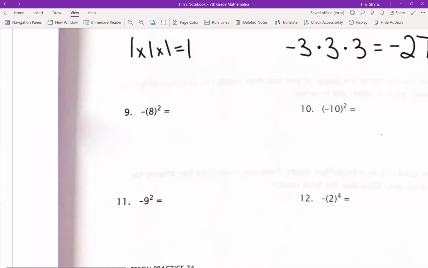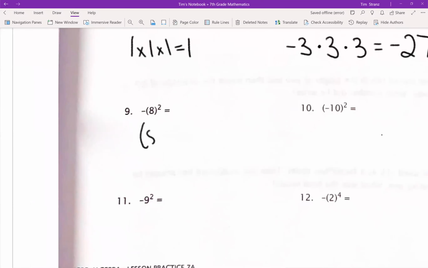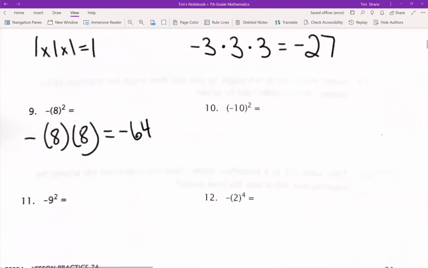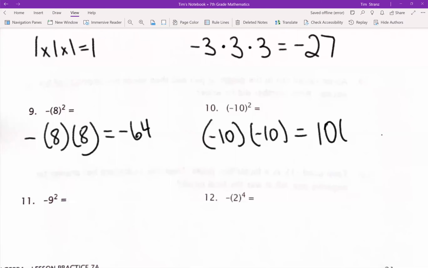Okay, let's look at number 9. We have negative and then 8 squared. So again, it's going to be 8 times 8, but there's that negative out there, which means it's going to be a -64. Okay, number 10. This time the -10, the whole thing is inside the parentheses. So that means -10 times another -10. A negative times a negative is a +100.